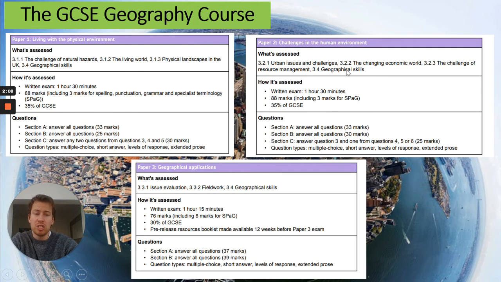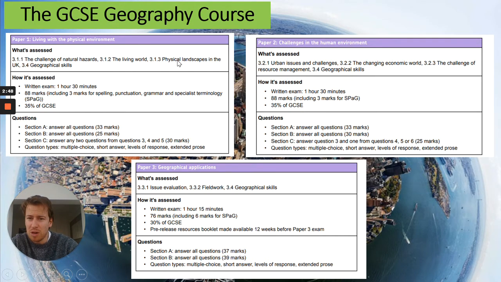Paper 2, we study most of this content in Year 10, and that is comprised of urban issues and challenges. So that's looking at urbanisation, the world becoming more urban, the emergence of megacities, and some of the issues that can bring up, the social issues and inequalities within those areas. We look at development in the changing economic world and the rise of China as the next world superpower to challenge America.